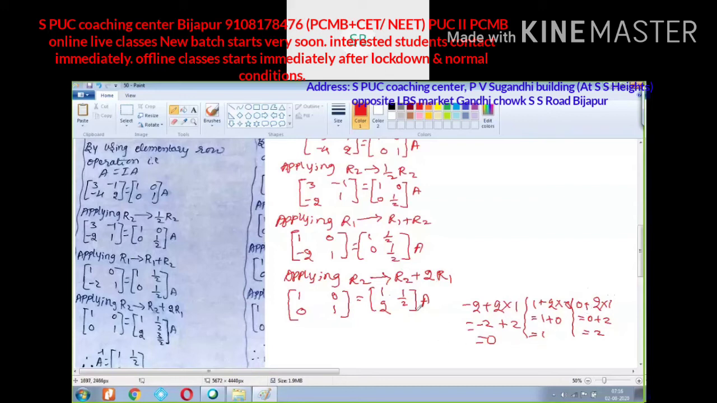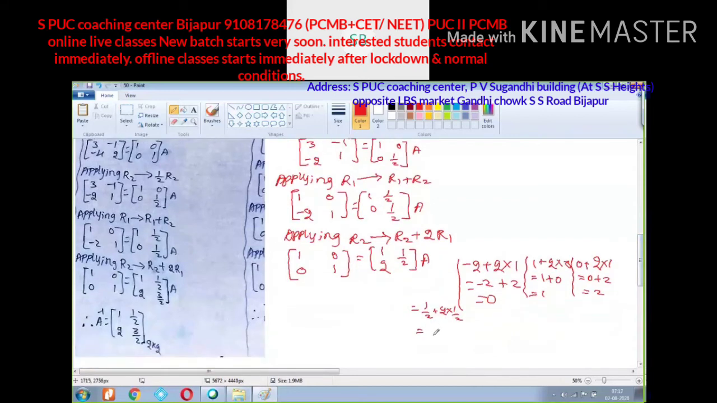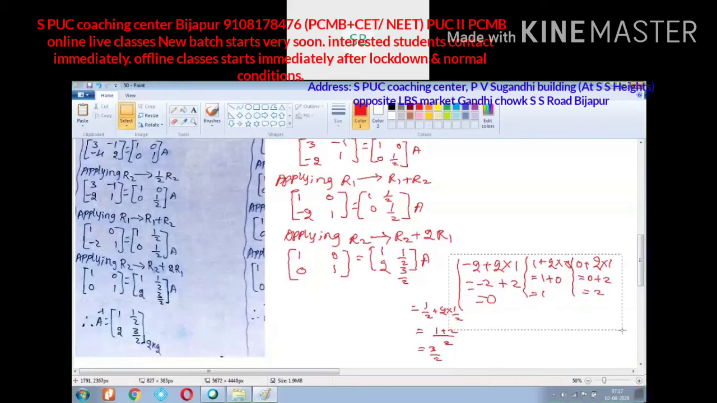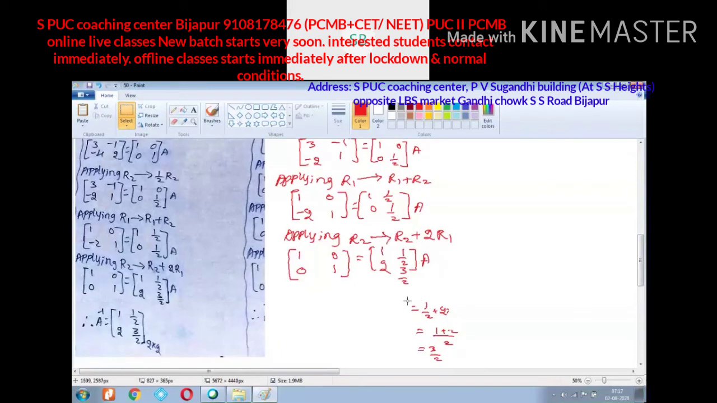Next go to this 1 by 2. Okay, for that I am going to write it here. R2 is 1 by 2 plus 2 times R1, which is 1 by 2. So take out the LCM, and that LCM is 2. So here 1 plus 2, after simplification it is going to come out as 3 by 2. Okay, I am going to write it here, 3 by 2. So you remove whatever rough work you have done here for the simplification.